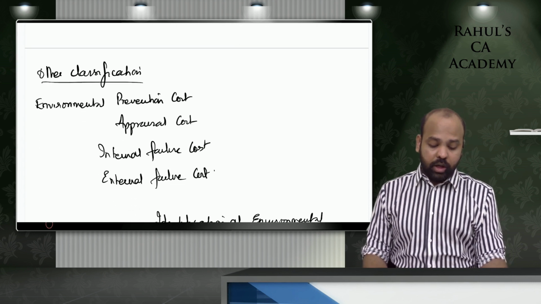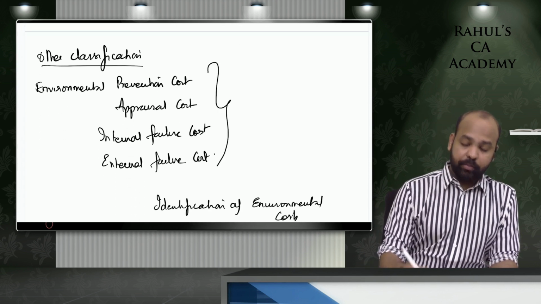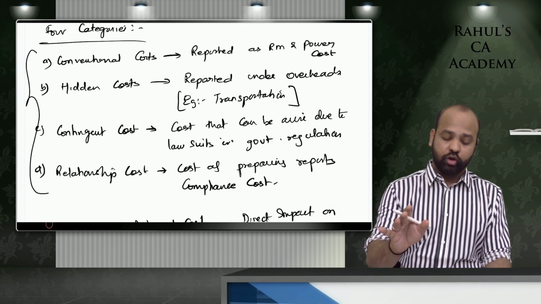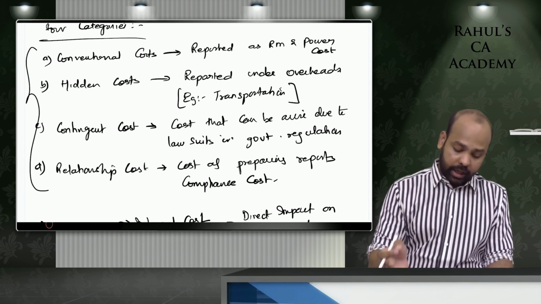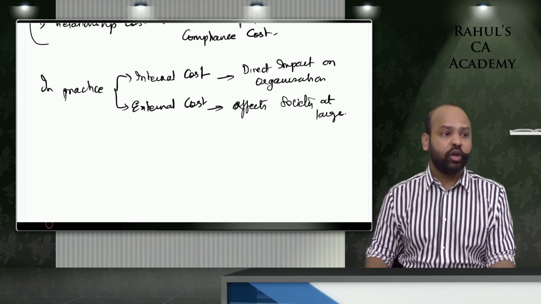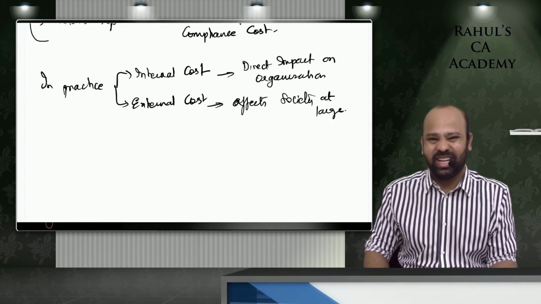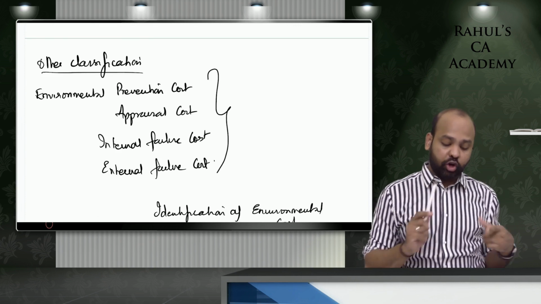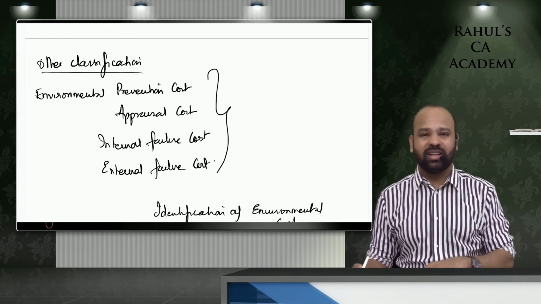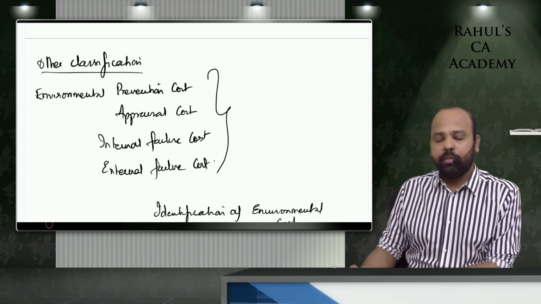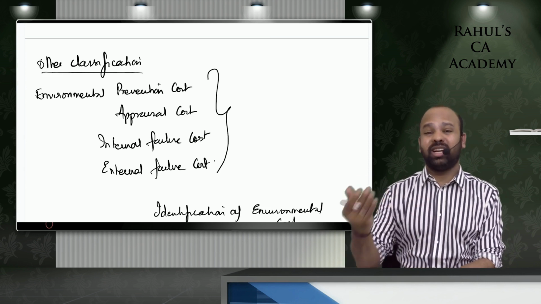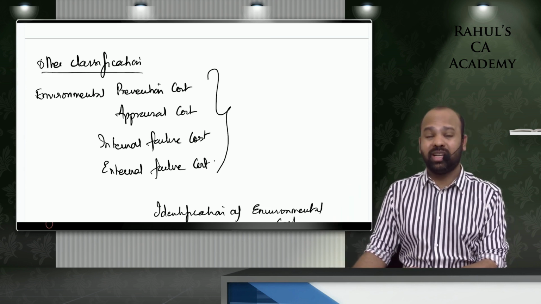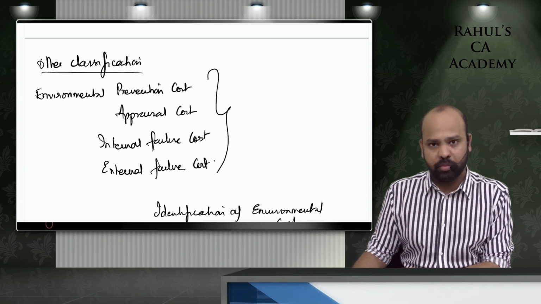Again, the other classification. First, the classification was conventional cost, hidden cost, contingent cost and relationship cost. I said in reality you might divide them better into internal cost and external cost. The other classification, beta, is just like cost of quality. You have environmental prevention cost, appraisal cost, internal failure and external failure. Environmental prevention cost is the cost that an organization incurs to ensure that there is no negative impact on the environment.